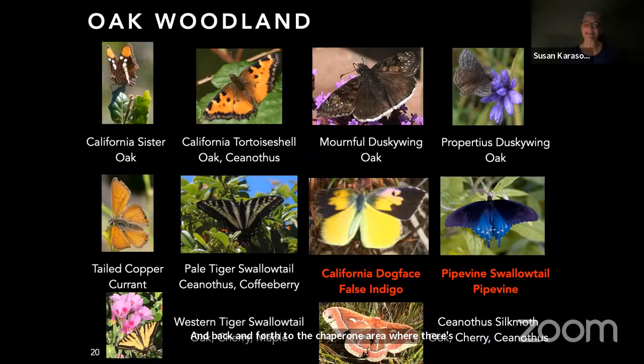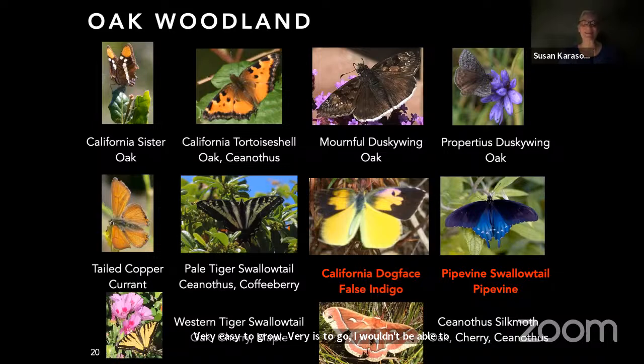California dog face is our official butterfly, state butterfly in California. It only uses one plant, the false indigo, and so it's federally endangered. The pipevine swallowtail is locally rare. It is in some areas that still have pipevine. You've got more of it in Santa Clara Valley than I've got in San Francisco, but we are trying to restore it. And the pipevine is an extremely shade tolerant plant, but it does want some water to get started. Very easy to grow, or I wouldn't be able to grow it.